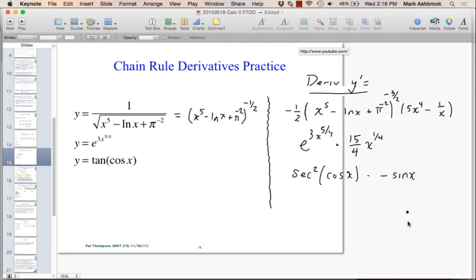Same. See, this chain rule is this pattern: you take the derivative of the exterior function, the derivative of tangent is secant squared, leaving the interior as it is, and then what? Something pops out, right? This is where the chain comes in. We're chaining on the derivative of the interior function, negative sine x. Everyone good on chain rule?